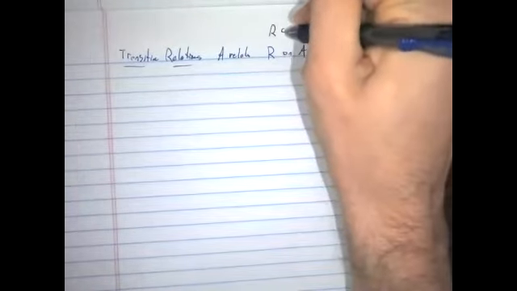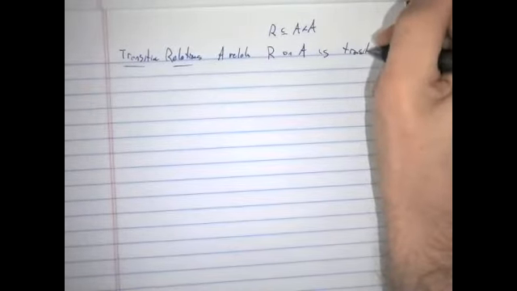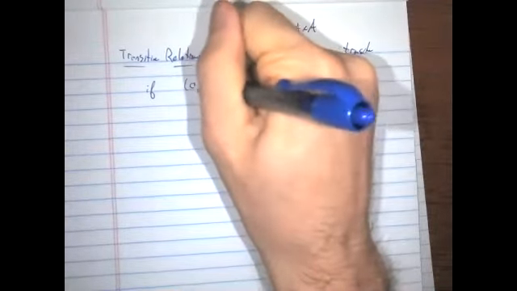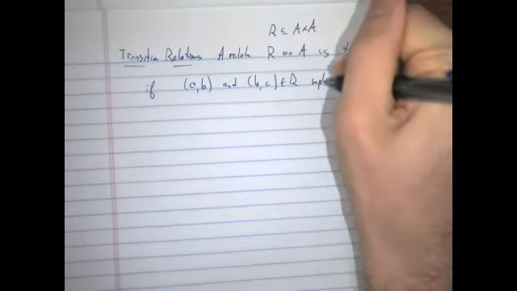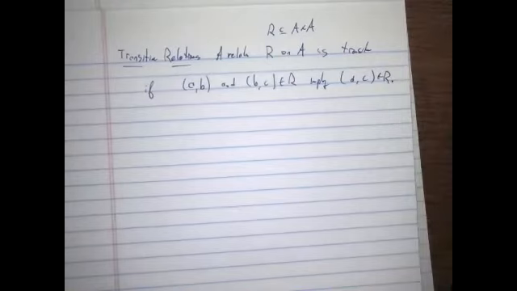A relation R on A, which remember means R is a subset of A cross A, is transitive if (A, B) and (B, C) in R imply that (A, C) is in R. So we went through some examples of relations that were mathy. I'll produce another big list of examples today before we continue.